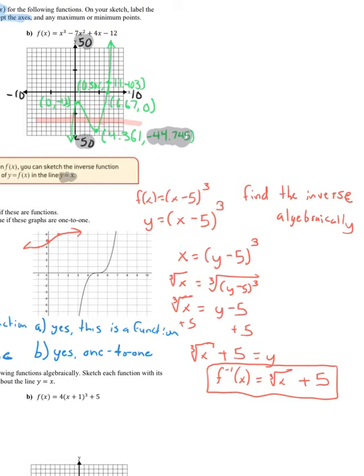And that's what the graph of our inverse would look like, reflected perfectly over the line y equals x. All right.